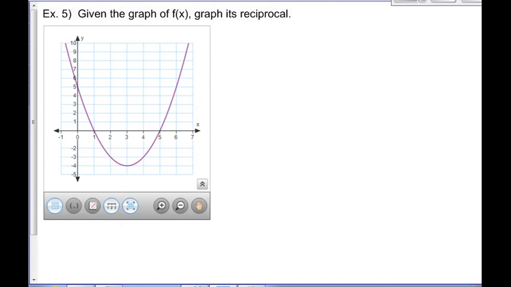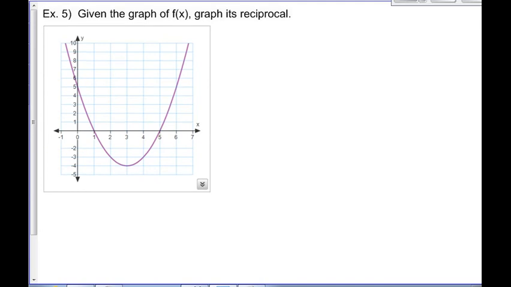So let's take that idea and sketch a reciprocal. Whenever you see x-intercepts, those are going to become vertical asymptotes. And vertical asymptotes always take the form x equals something. So this is a vertical asymptote of x equals 1 and a vertical asymptote of x equals 5. We also said that the graphs are going to be invariant when y is 1 or -1. So all those points are going to be on the reciprocal graph.